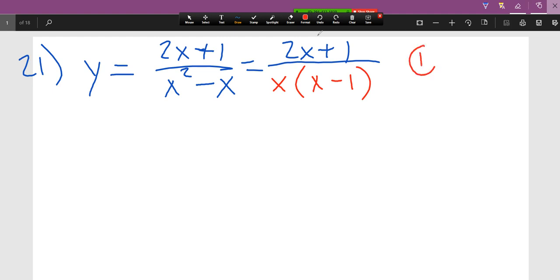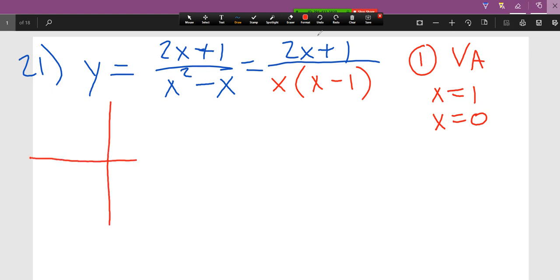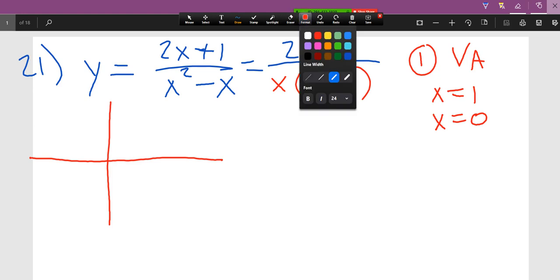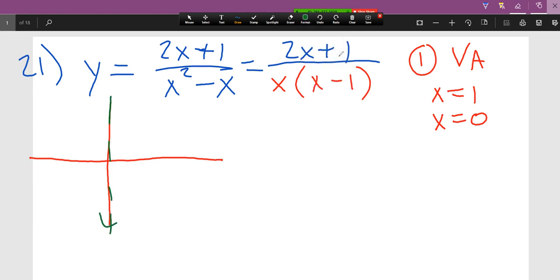All right, so what are my vertical asymptotes? x equals 1. Yeah, that's definitely one of them. And x equals 0. Make sure you write it down as a vertical line. Don't just write down 1 and 0. Okay, that's how you lose credit. I don't want that to happen to you. Okay, so we've got a vertical asymptote at x equals 0 and at x equals 1.